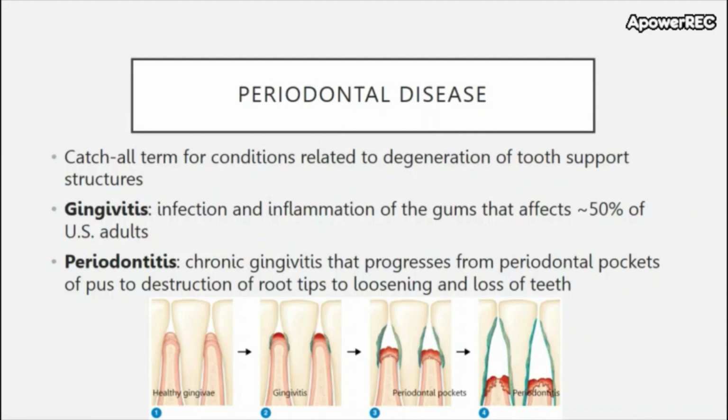In the image below, we can see healthy gingivae, or healthy gums. At step 2, we can see gingivitis, or swelling of the gums. Step 3 is where periodontal pockets begin. And step 4 is the periodontitis.